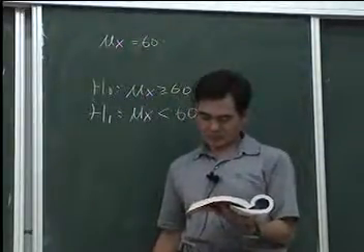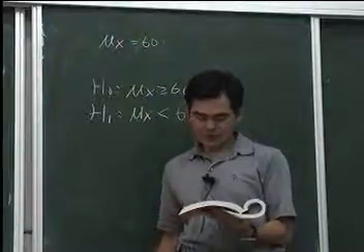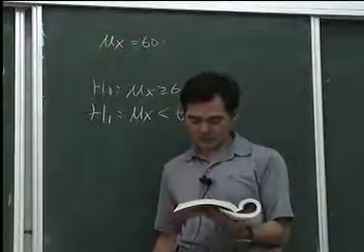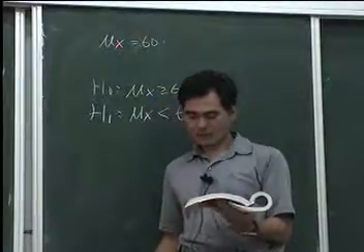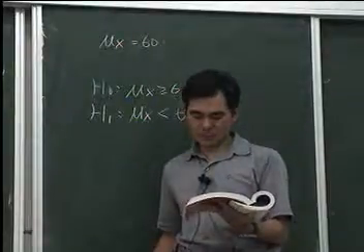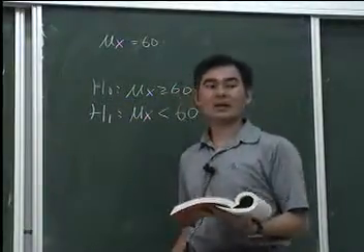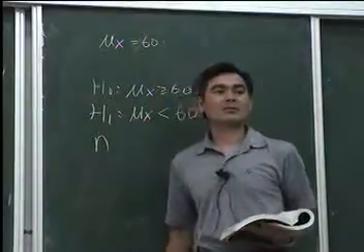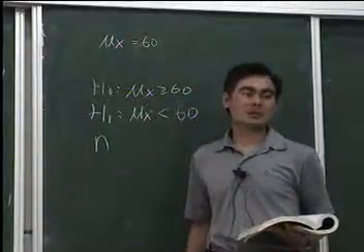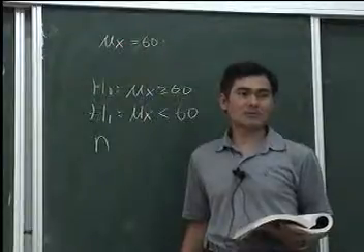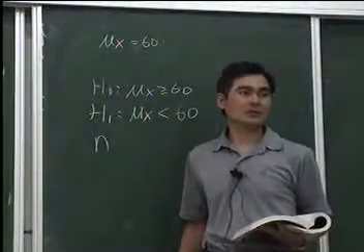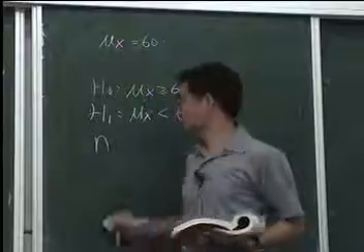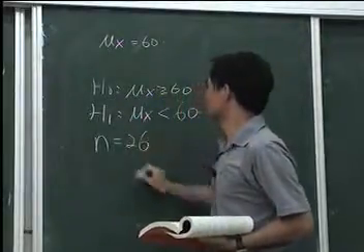So they institute cost-cutting measures. To evaluate the effect of the cost-cutting measures, McFarland selected a random sample of 26 recent claims. What does that mean? They take 26 claims, so the sample size is equal to 26.